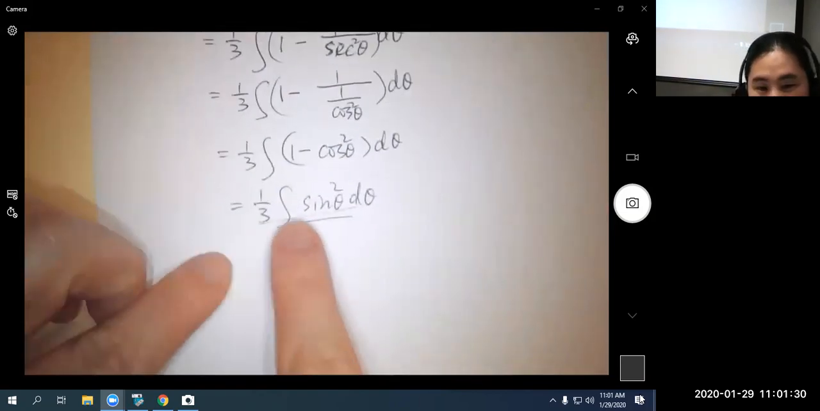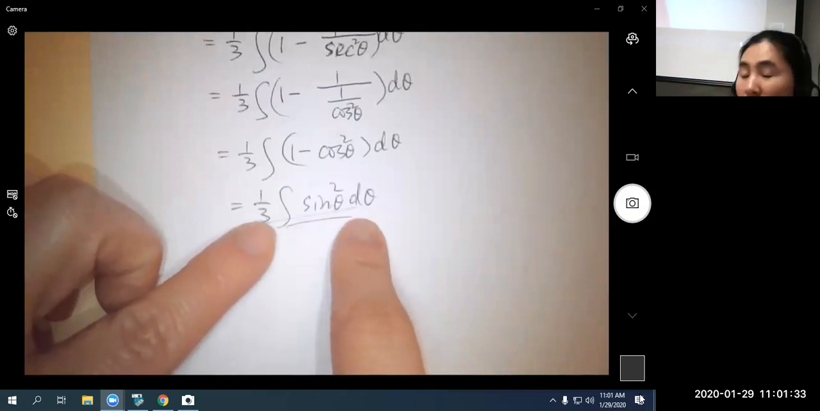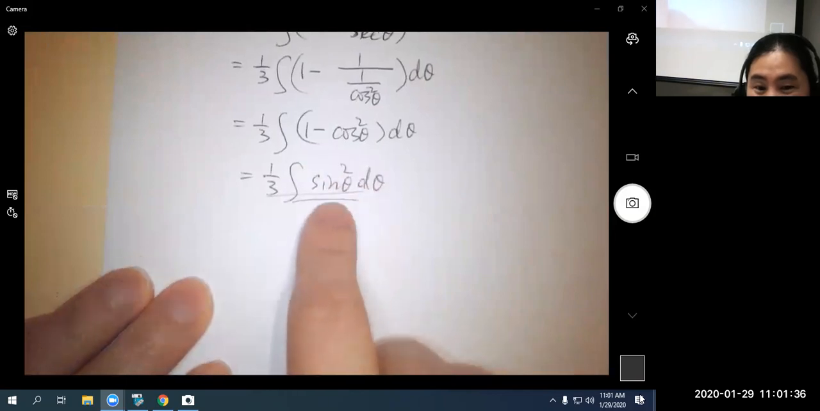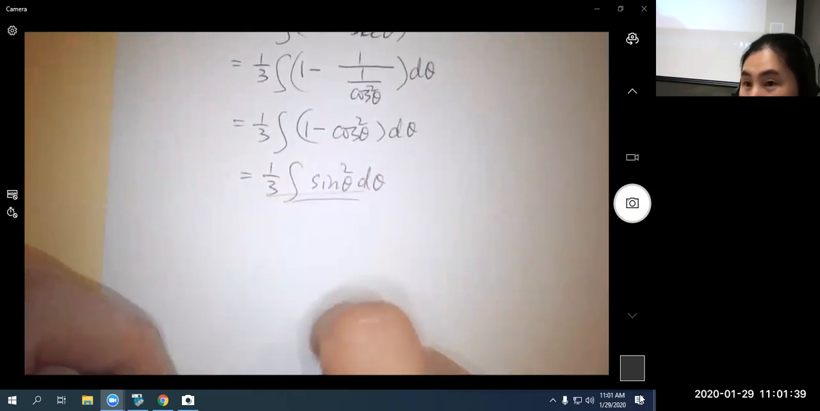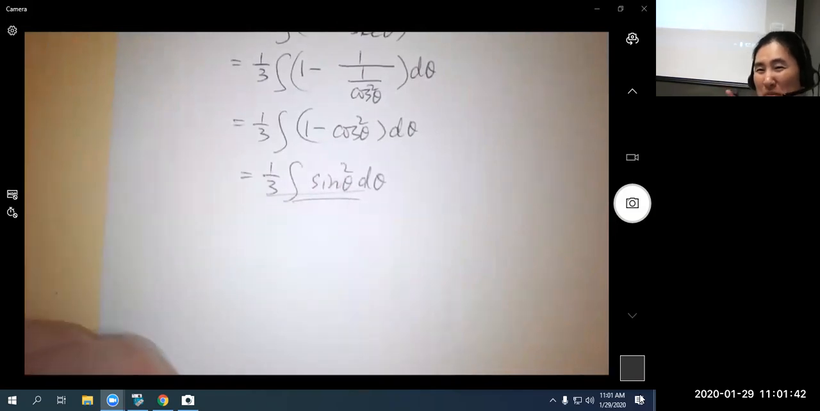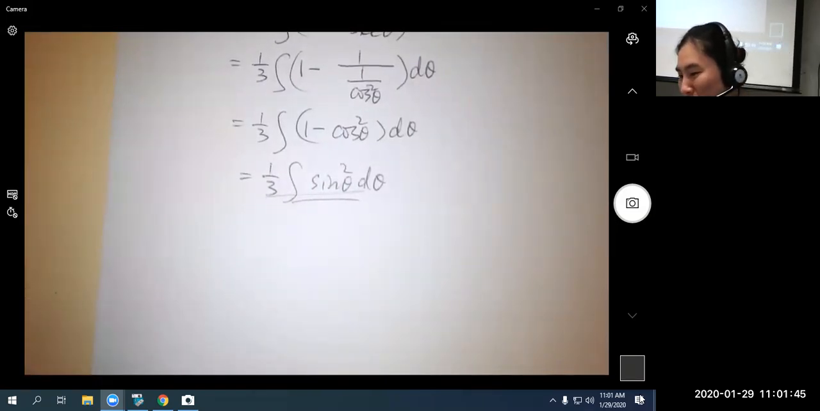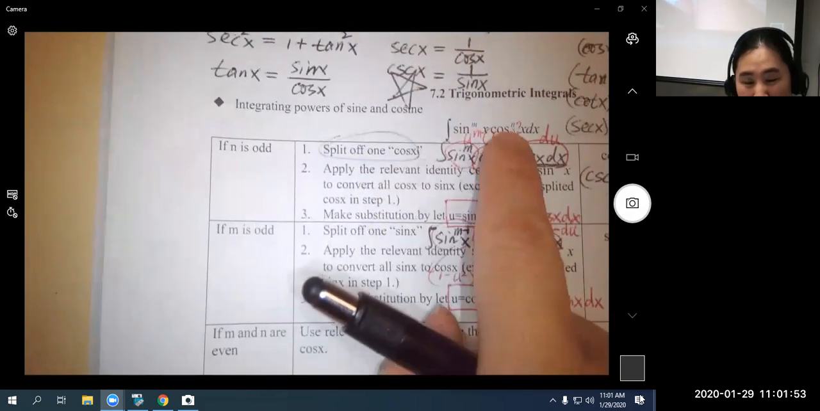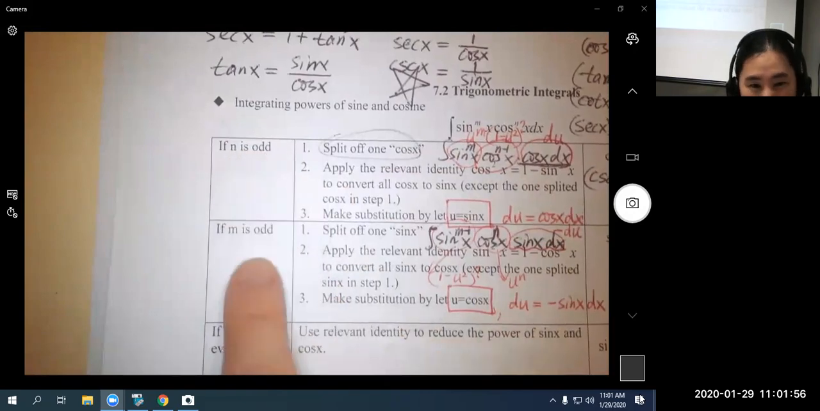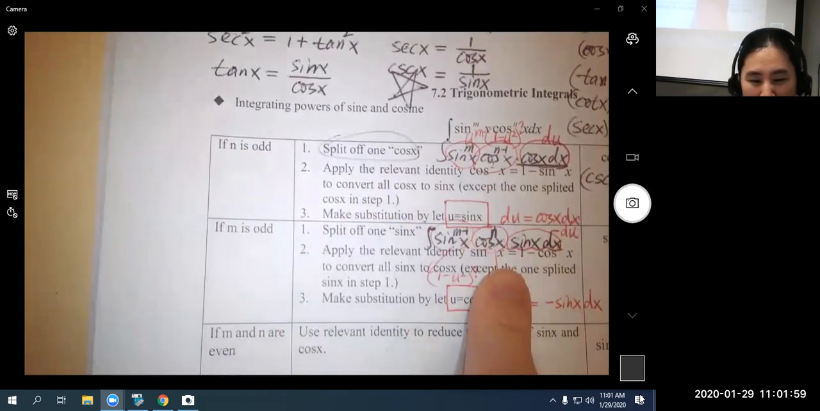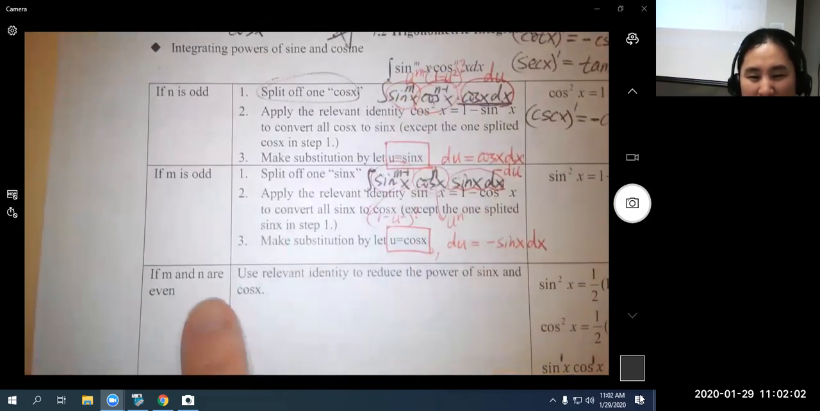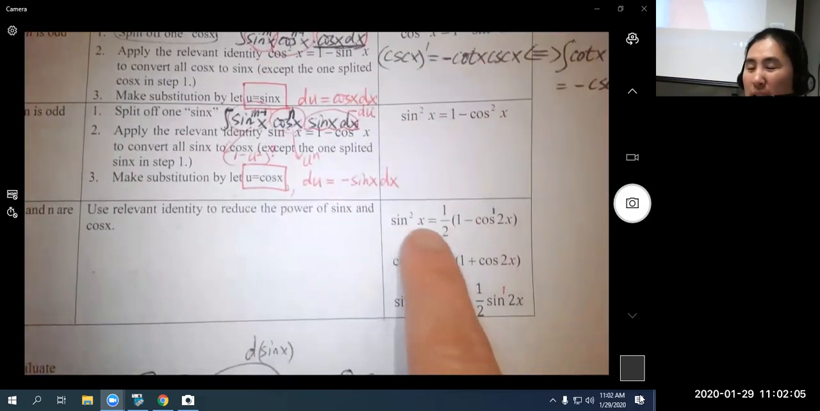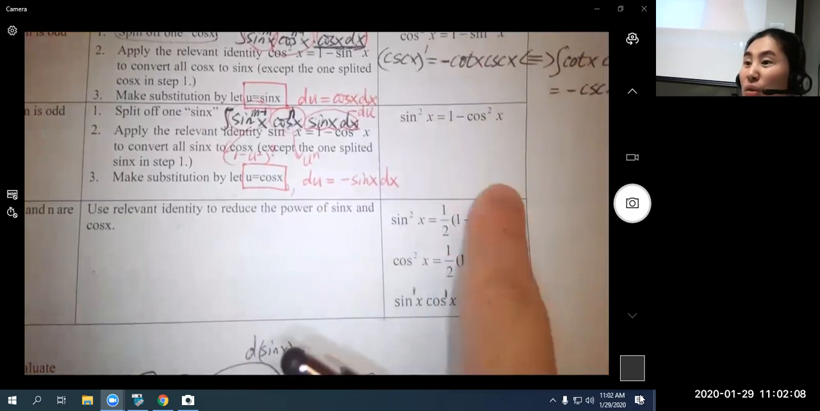Okay, so we're here: 1/3 sin of theta squared d theta. We're not done, not even for the antiderivative. So how do we find the antiderivative for sin of theta squared? We learned from section 7.2, when we have powers of sin and cosine, if m is odd, we use this method. How about when the powers of sin and cosine are even? What should we do? Sin of x squared is reduced by using the double angle formula, right?